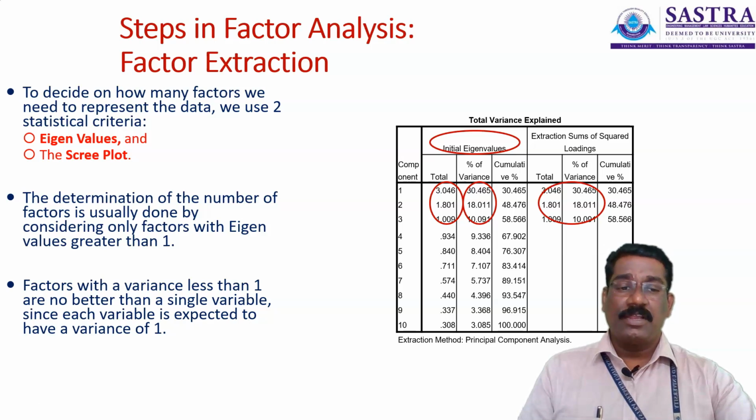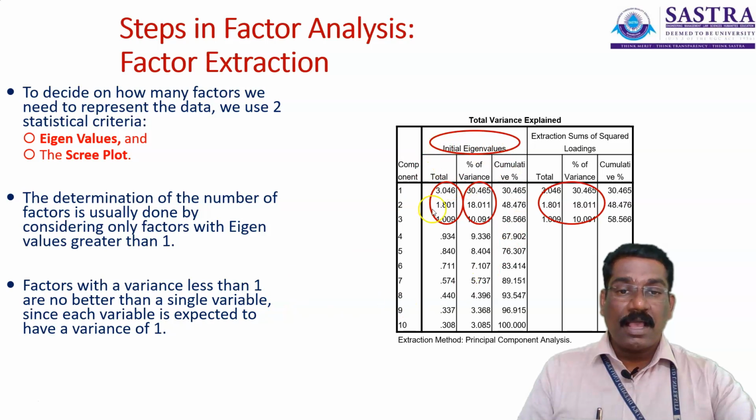If you look at these pictorial depictions, you can understand better that to decide how many factors we need to represent the data, we use statistical criteria. You can see here the initial eigenvalue and the scree plot. If you look at the initial eigenvalue, the determination of the number of factors, the dimensions, is usually done by considering only factors with eigenvalue greater than 1.